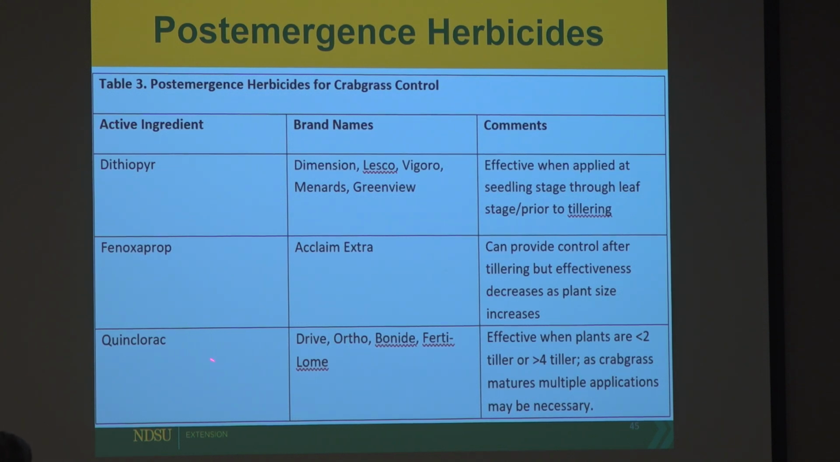And you'll notice with quinclorac, which is the most common post-emergence out there, there's a weird window where it's less effective. So it's less effective when it's at the 2 or 3 tillering stage. It's more effective before then or after that. So just a little weird cutout. But what this means is if you're putting quinclorac down, you may need to put down more than 1 application.